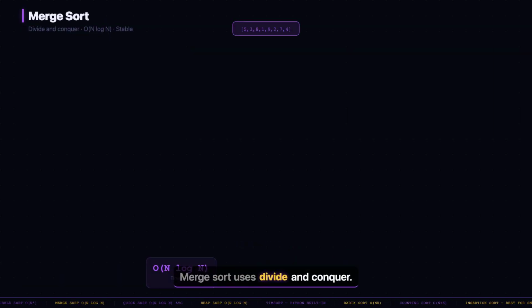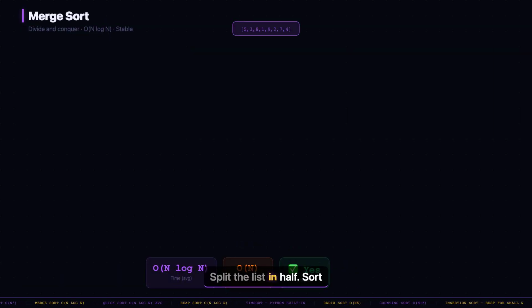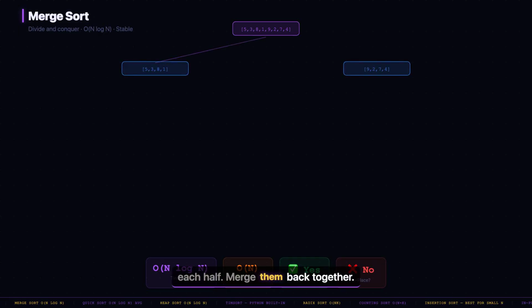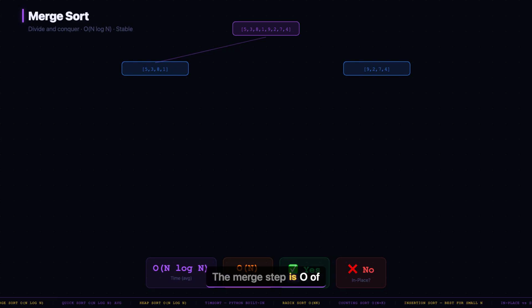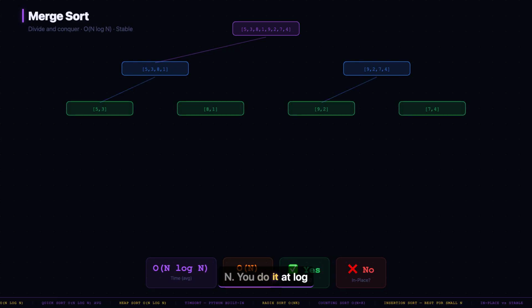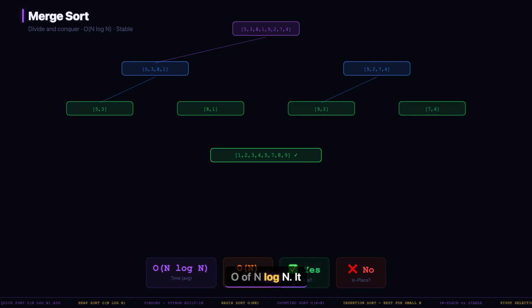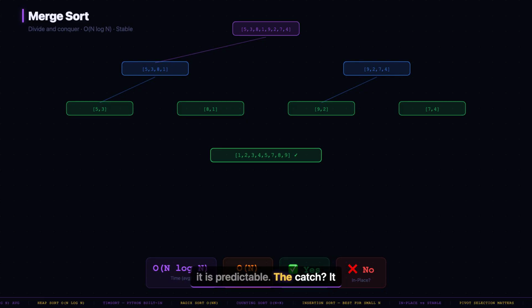Merge sort uses divide and conquer. Split the list in half. Sort each half. Merge them back together. The merge step is O of n. You do it at log n levels of recursion. Total: O of n log n. It is fast. It is stable. And it is predictable. The catch? It needs extra memory, a copy of the array to merge into.